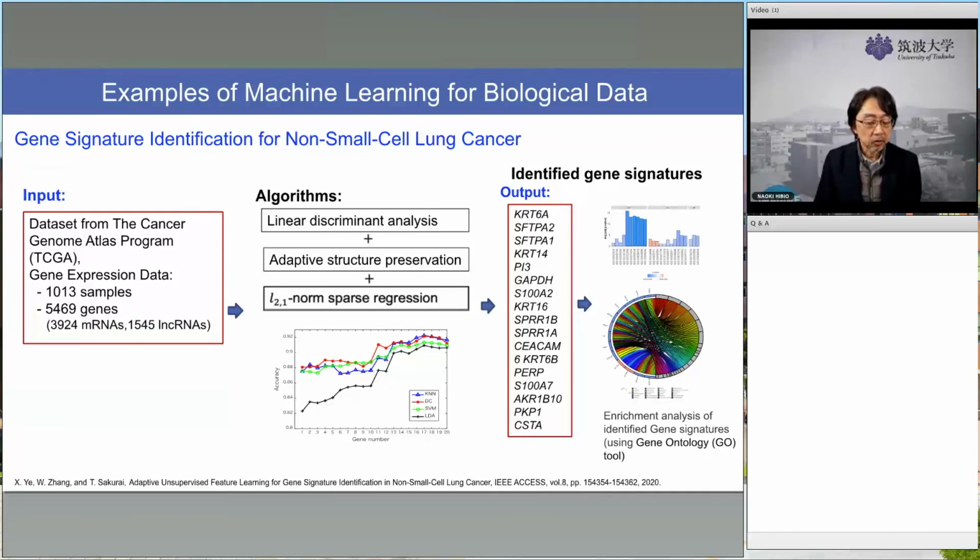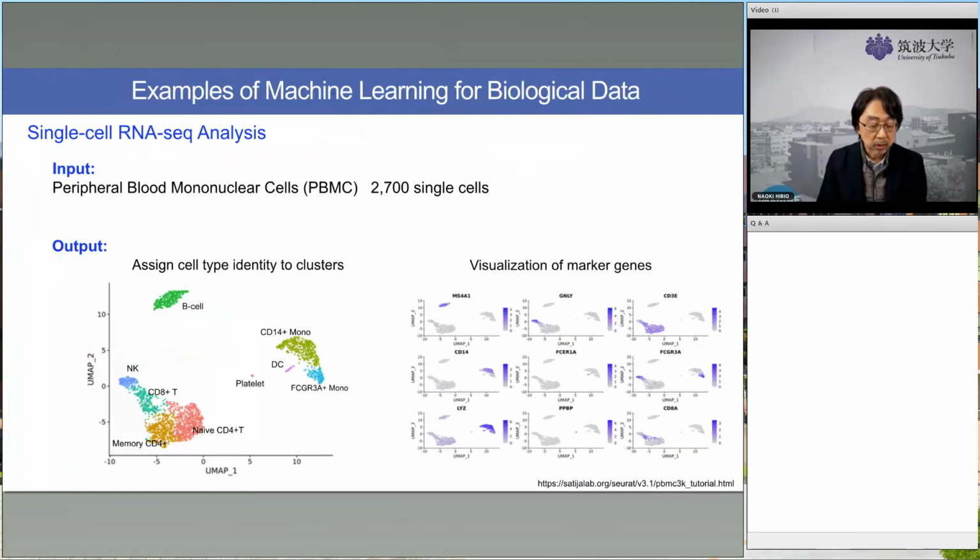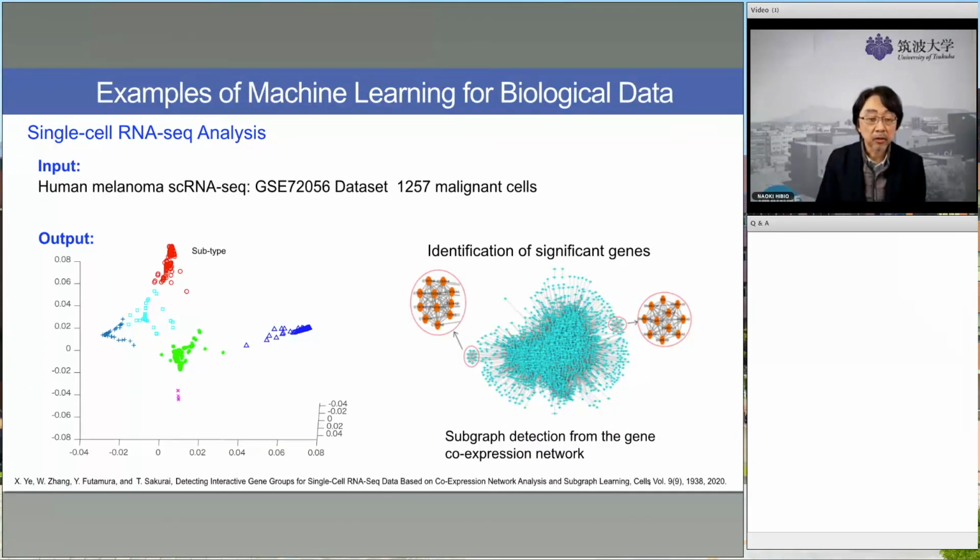Another example is gene signature identification for non-small cell lung cancer. Input is the dataset from the cancer genome atlas, and we are able to identify distinct gene signatures. And this is another example of unsupervised dimensional reduction for human genotype data. When the data is mapped into two-dimensional space, gene variant data forms clusters according to geographic regions, Asia, Europe, America, and so on.